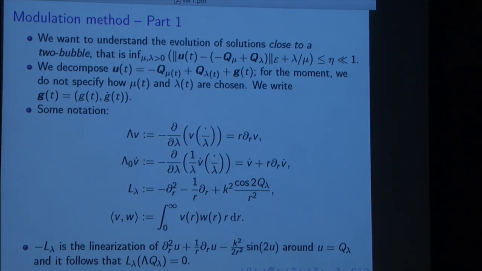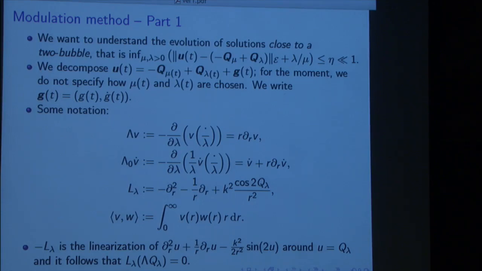The proof of this theorem involves two almost separate parts. One is a Kenig-Merle style concentration compactness analysis, in the spirit of their earlier paper. And another part of the proof is the so-called modulation analysis, the modulation method. I will talk only about this here, and mention briefly what the first part is about. Okay, so here the game is to understand the evolution of solutions which are close to a two bubble.